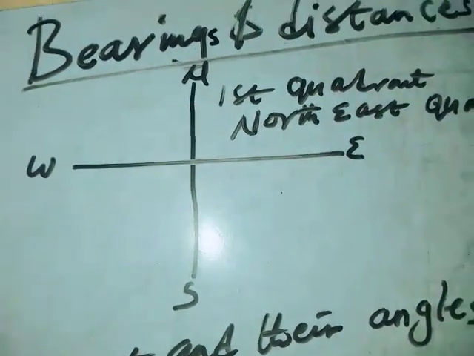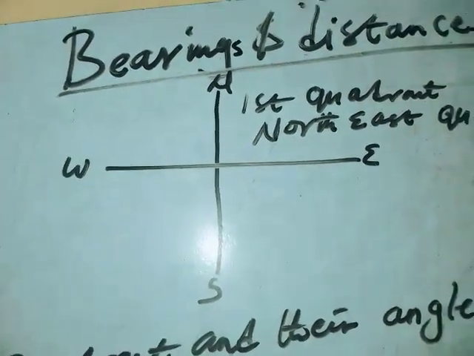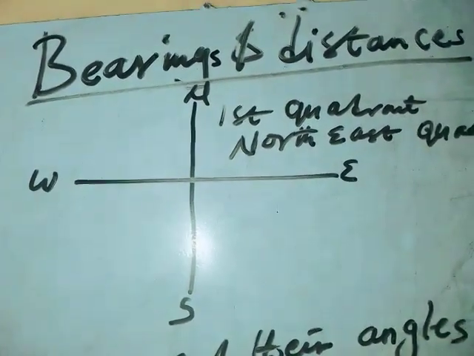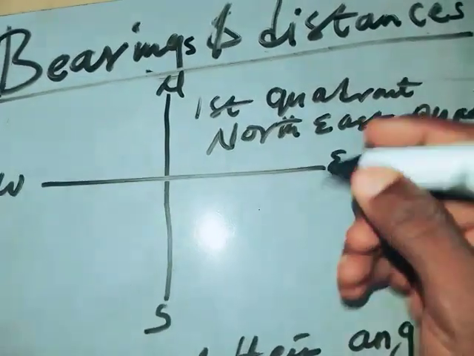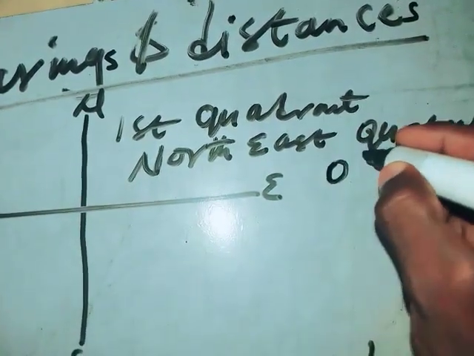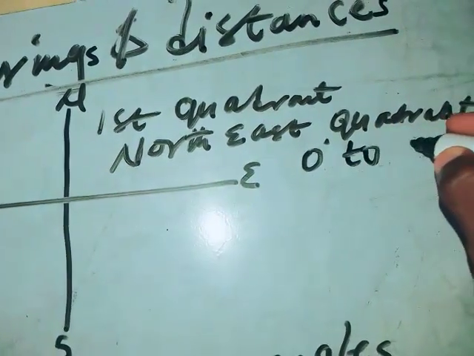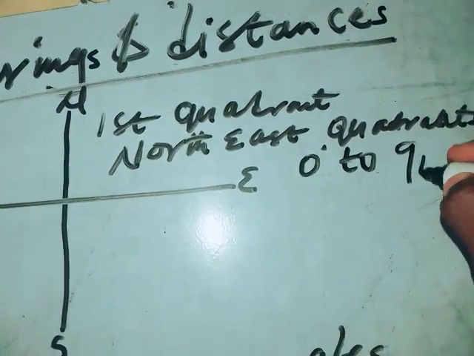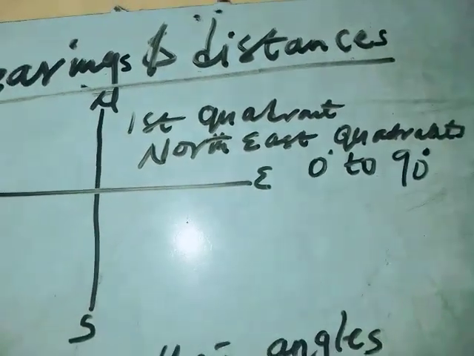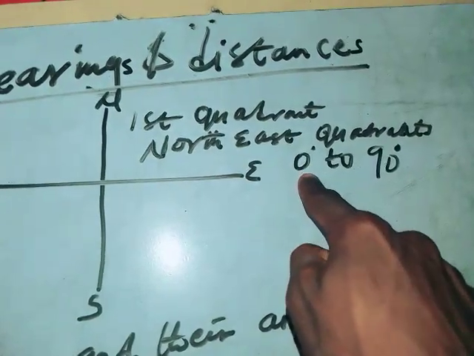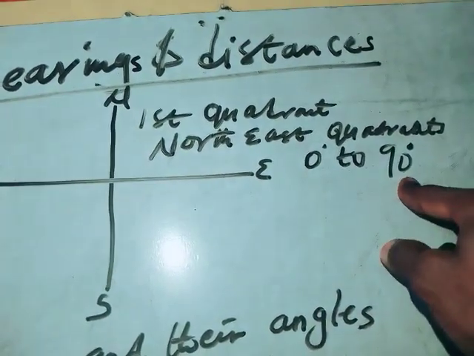This is what I want you to know. This first quadrant lies between 0 degrees and 90 degrees. So this first quadrant falls under 0 degrees to 90 degrees.